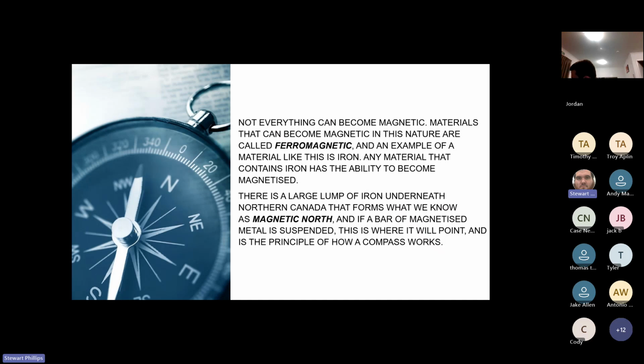What do you think one of the big risks is of there being a giant lump of iron underneath northern Canada? What do you think one of the risks of it being there is, especially as we live in an age where we need more and more metal?